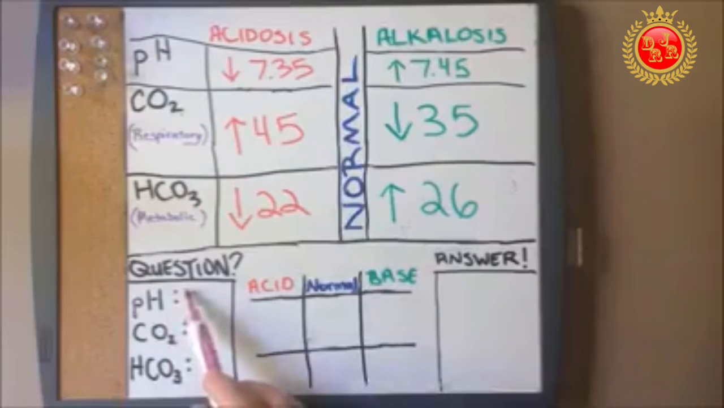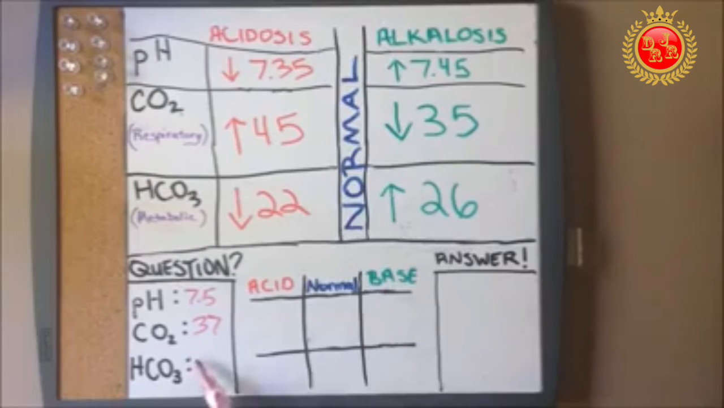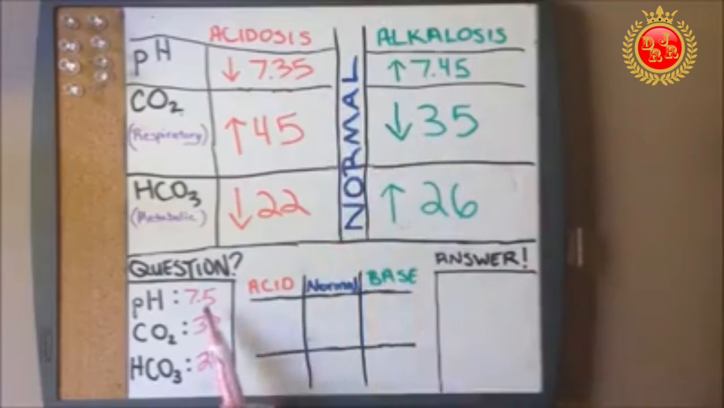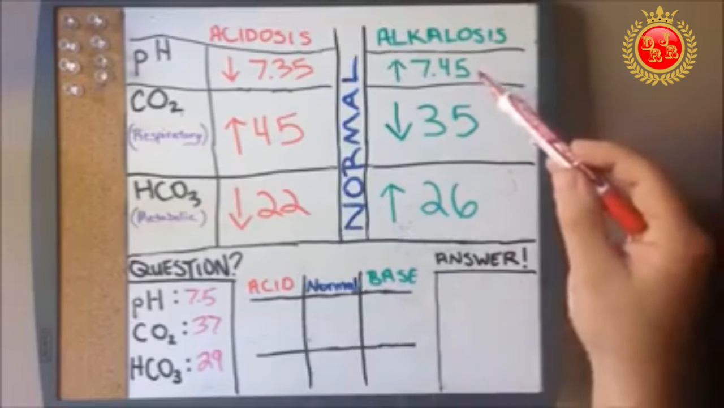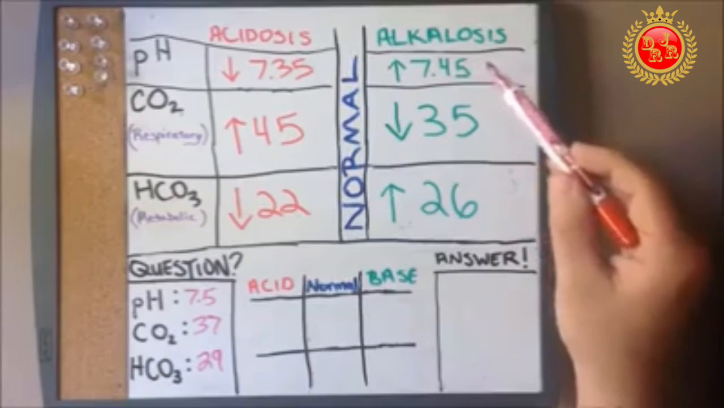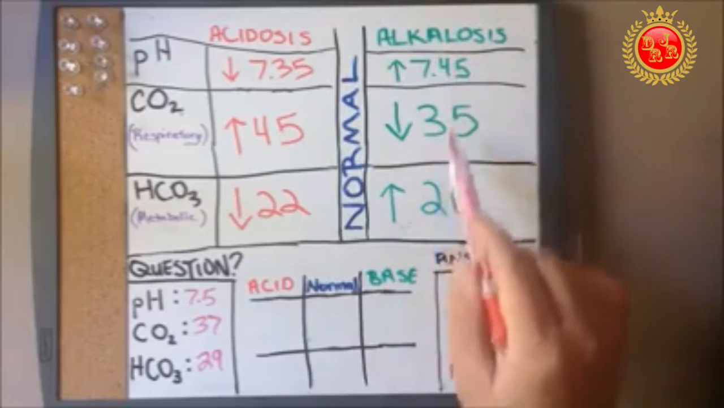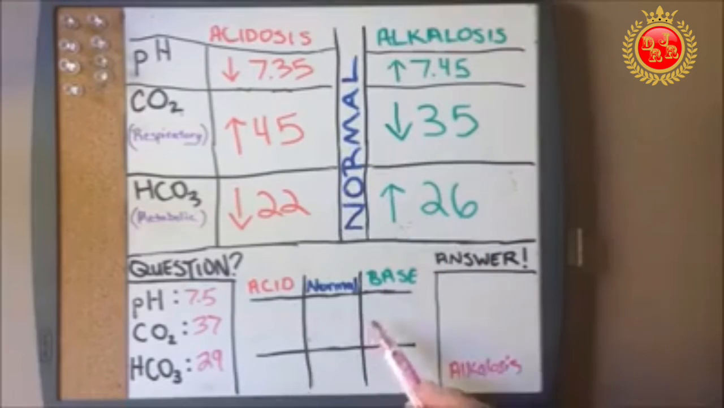What we have is a pH of 7.5, a CO2 of 37, and an HCO3 or bicarbonate of 29. Now, remember, the first thing that we need to look at is the pH. The pH tells us right off the bat whether we have acidosis or alkalosis. So 7.5 is greater than 7.45. Therefore, we know we have alkalosis. And because pH is falling underneath the alkalosis column, let's write it down here.